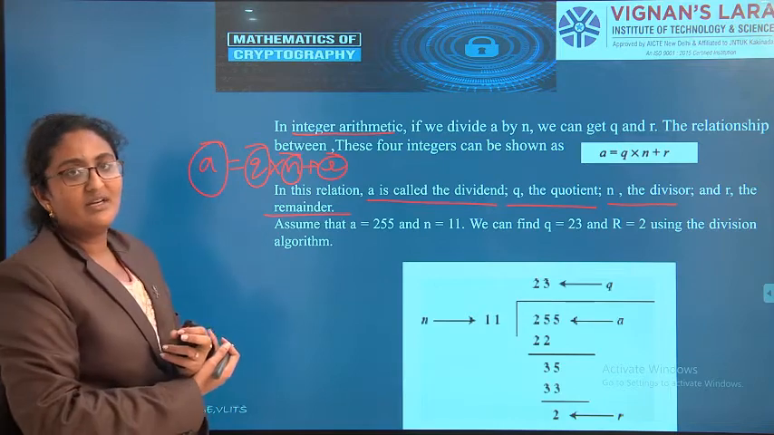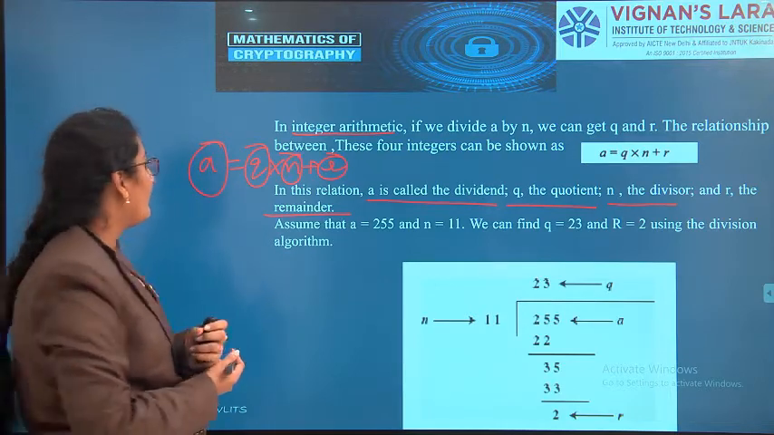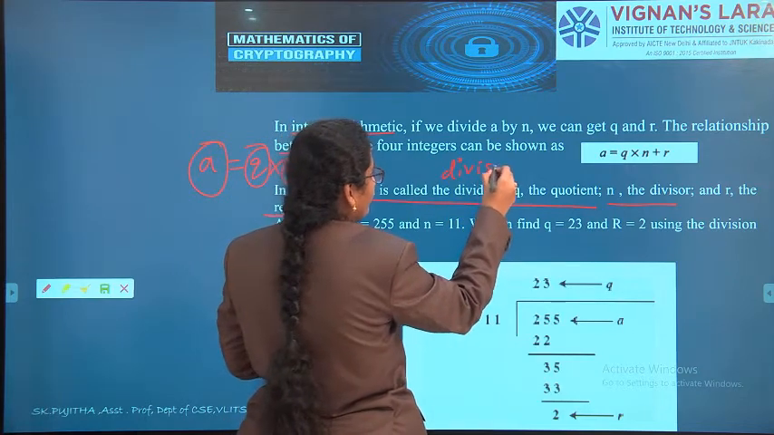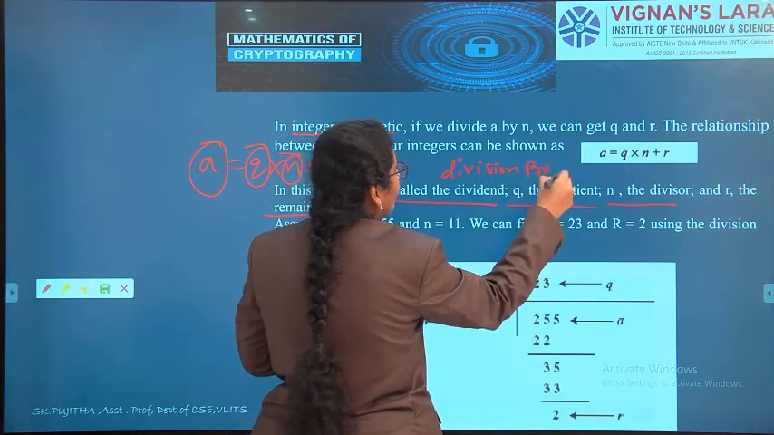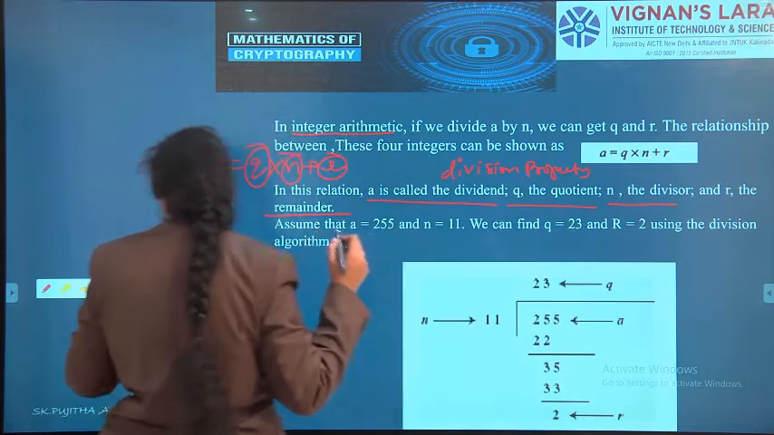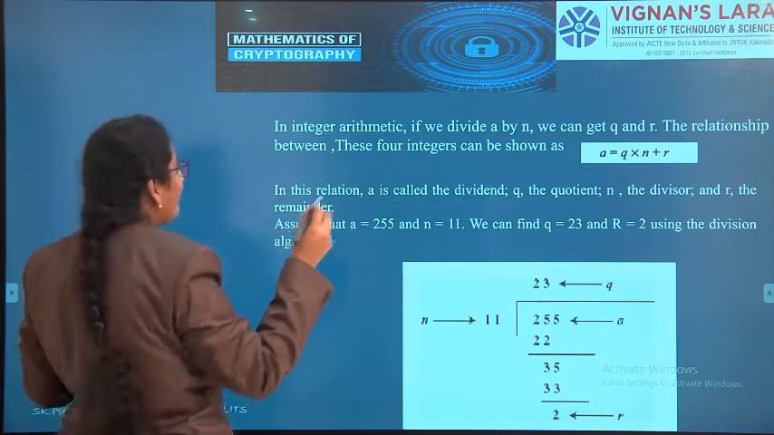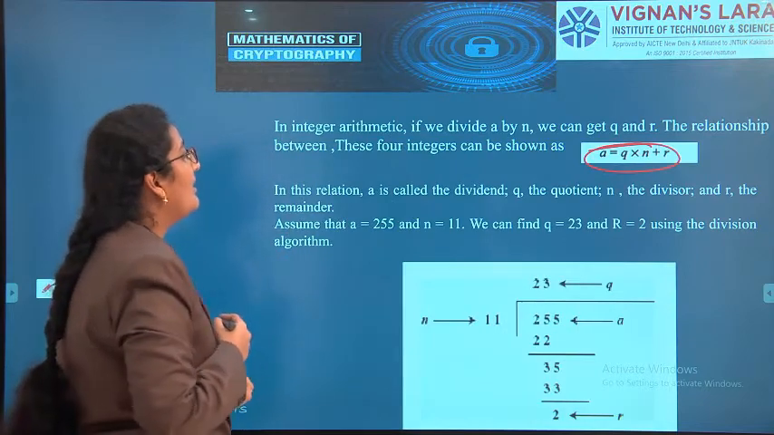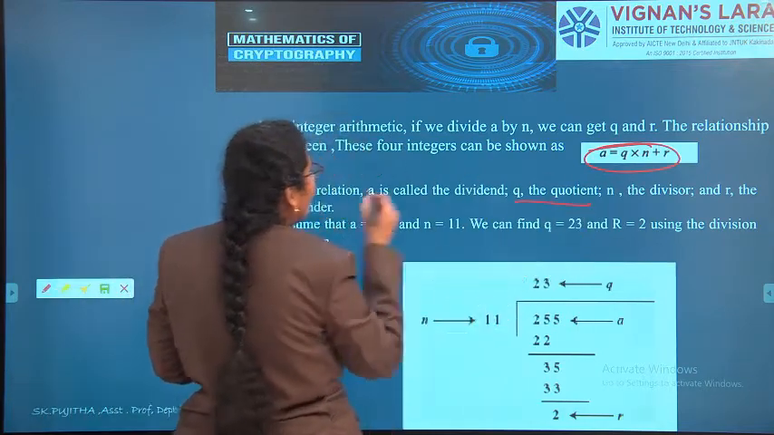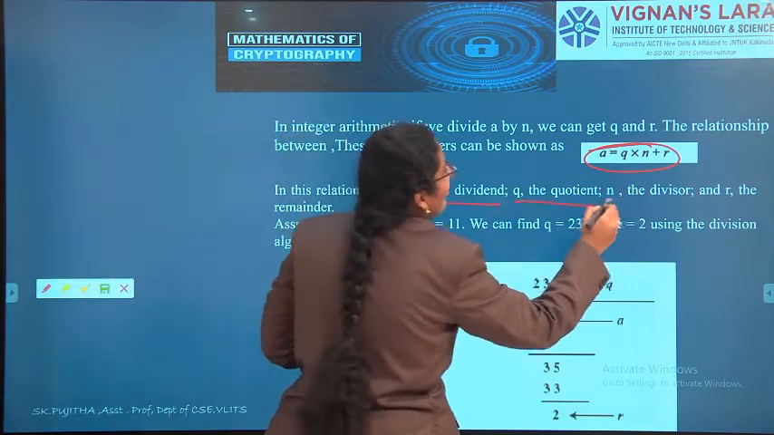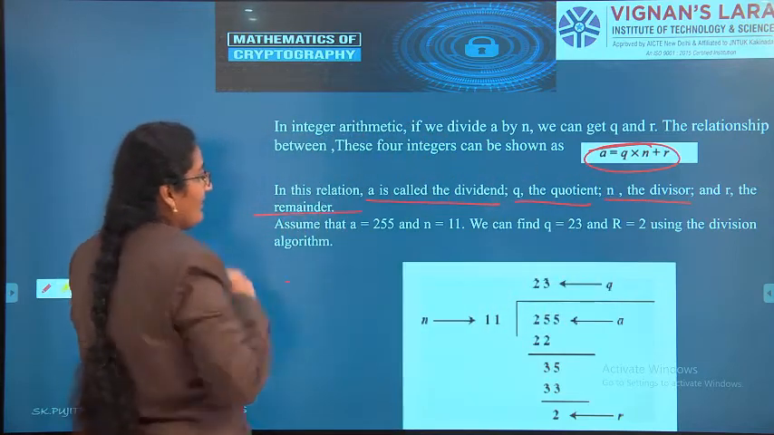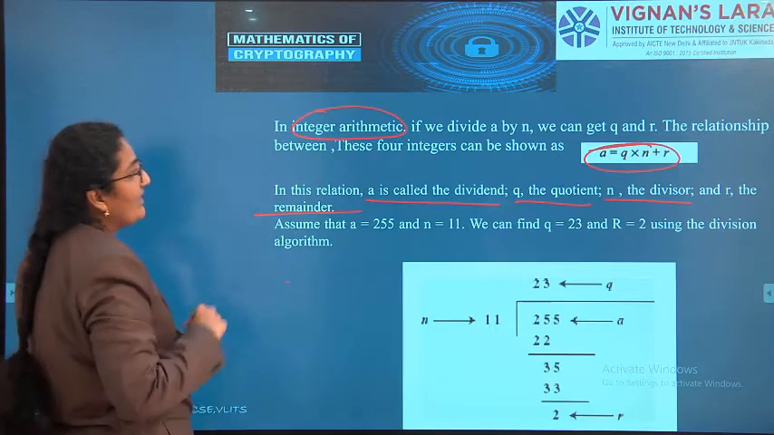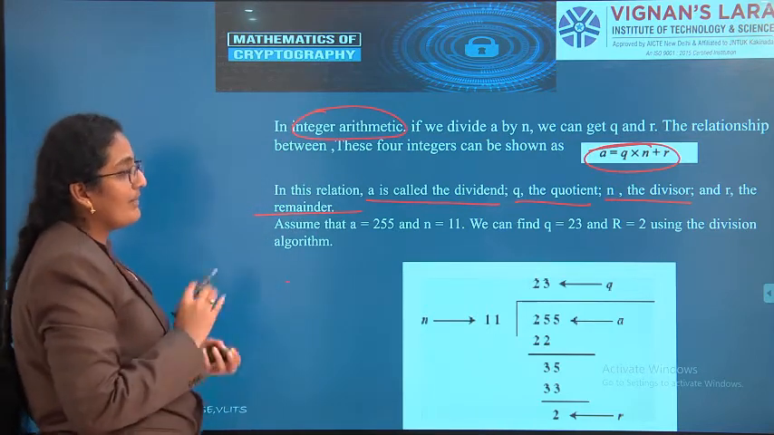Now, continuation for integers. Next one is division property. We can call this the division property. So what is the division rule we have? a equal to q into n plus r. This is the division rule we have, where q is the quotient, a is dividend, n is divisor, r is remainder. So this is integer arithmetic, where we can divide any two numbers one by the other.